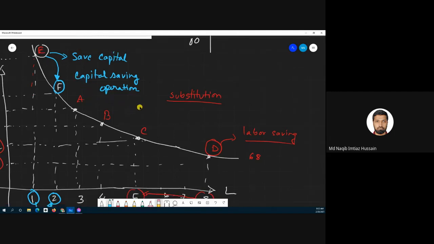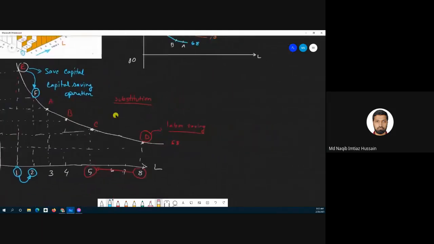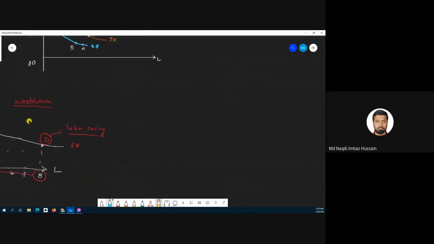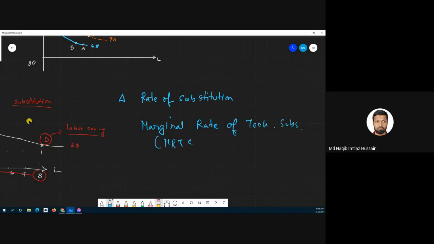The way to do that mathematically is you try to see what is the rate of substitution. You want to find out the rate of substitution, and more appropriately, the marginal rate of substitution. This is called marginal rate of technical substitution, and in short, this is known as MRTS.